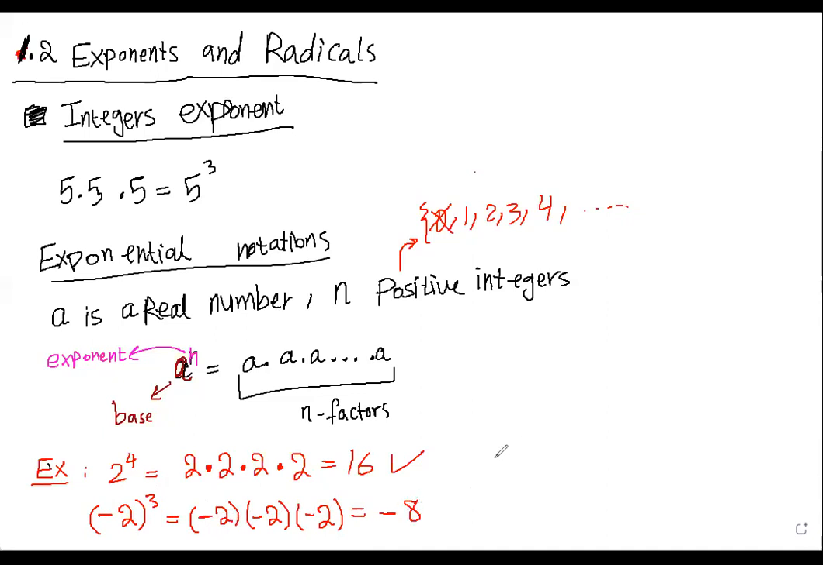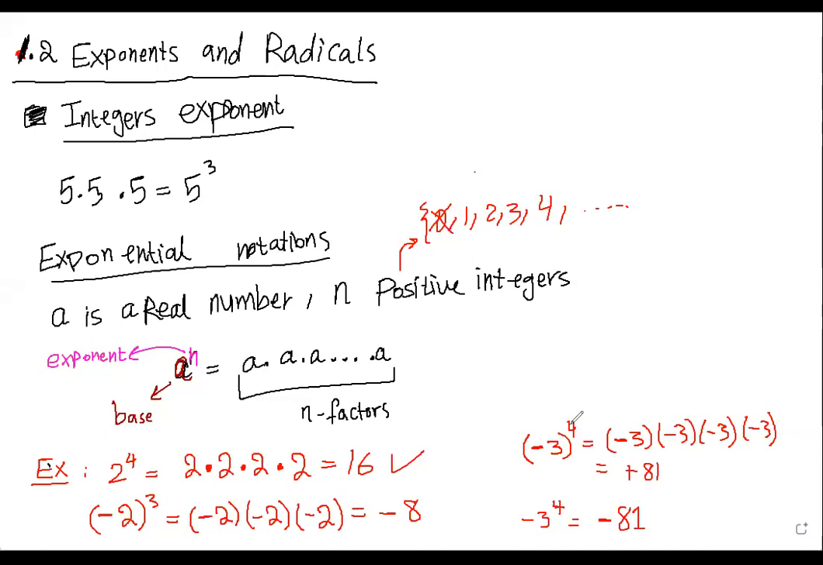What about something like that? Minus 3 to the power 4. What's the answer? Same idea. Minus 3 times minus 3 times minus 3 times minus 3 is positive 81. What about minus 3 to the power 4 without the parentheses? Negative 81.